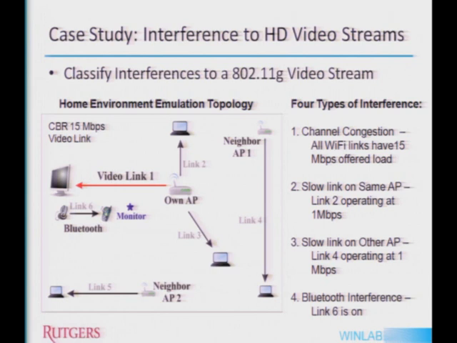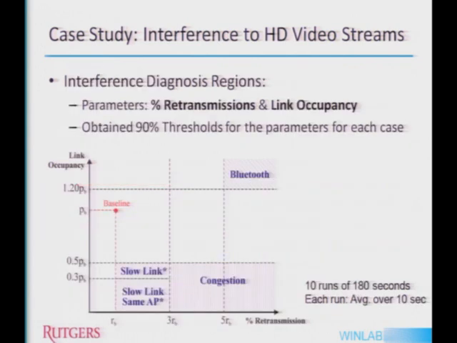The third case is that the slow link is on another access point. In this case, it's access link 4, which is transmitting at 1 Mbps. And in the final Bluetooth interference case, link 6 is on, and that is transmitting 512 kbps TCP kind of data.